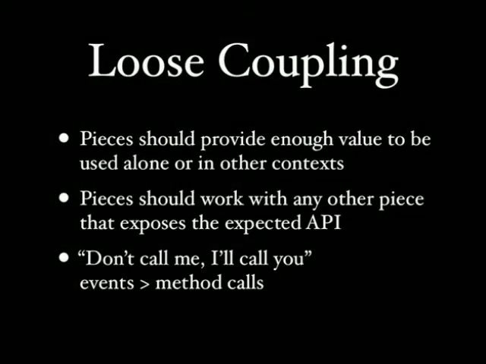So what this means for us is that with loose coupling, our pieces should be able to be used either on their own or in other contexts, right? If we have an autocomplete plugin that does part of the job, it should be able to take a different kind of display and work with that as long as it exposes the same API. Again, any other piece that has the same API should work just fine.